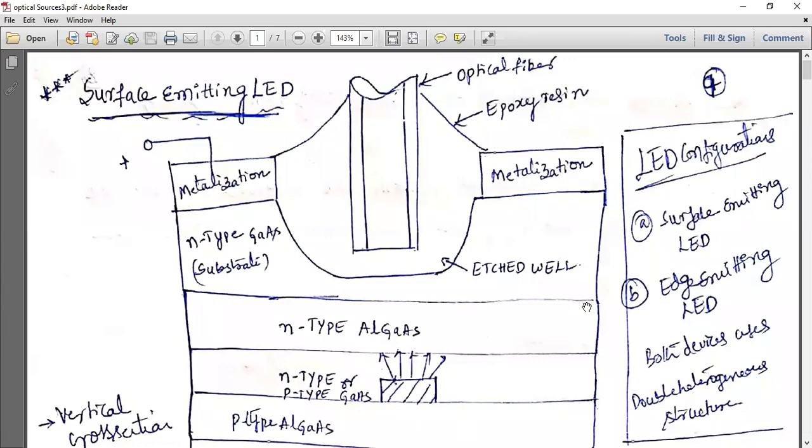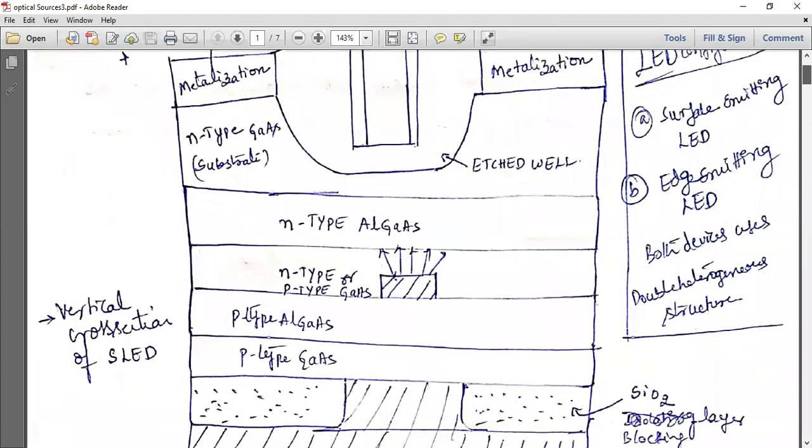We have taken an LED and we have taken the vertical section of it. This is the vertical section of your LED. The same double heterojunction structure is used. Whatever we have discussed in the earlier classes, the same double heterojunction is here, and there are advantages why we actually use the double heterostructure. I hope you have understood.